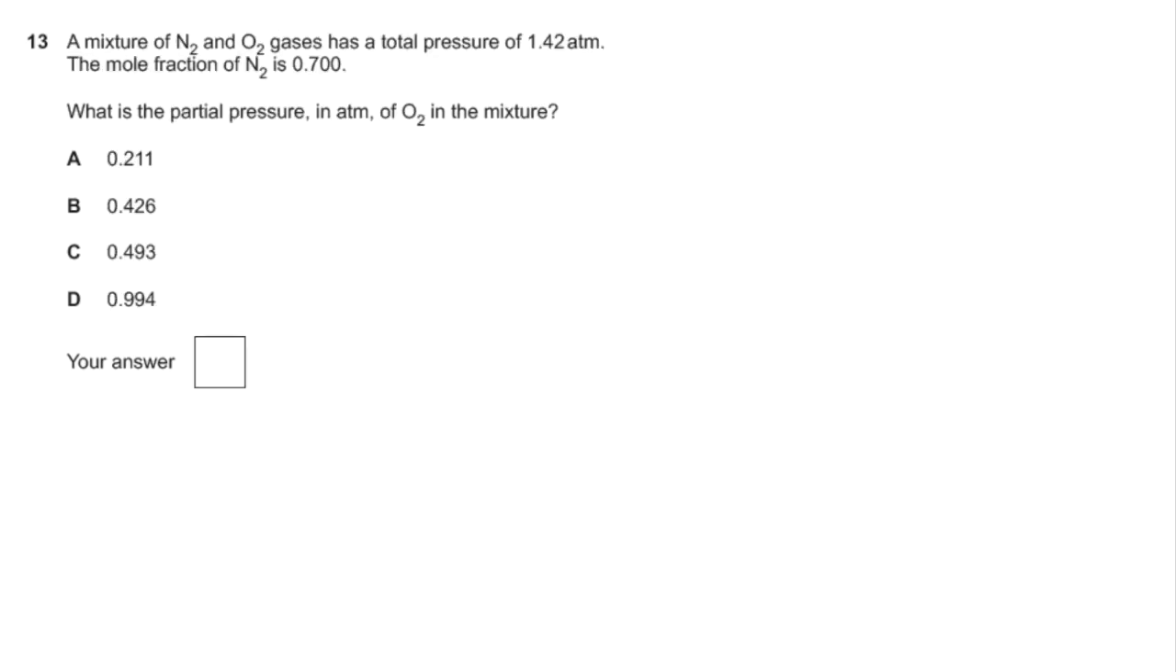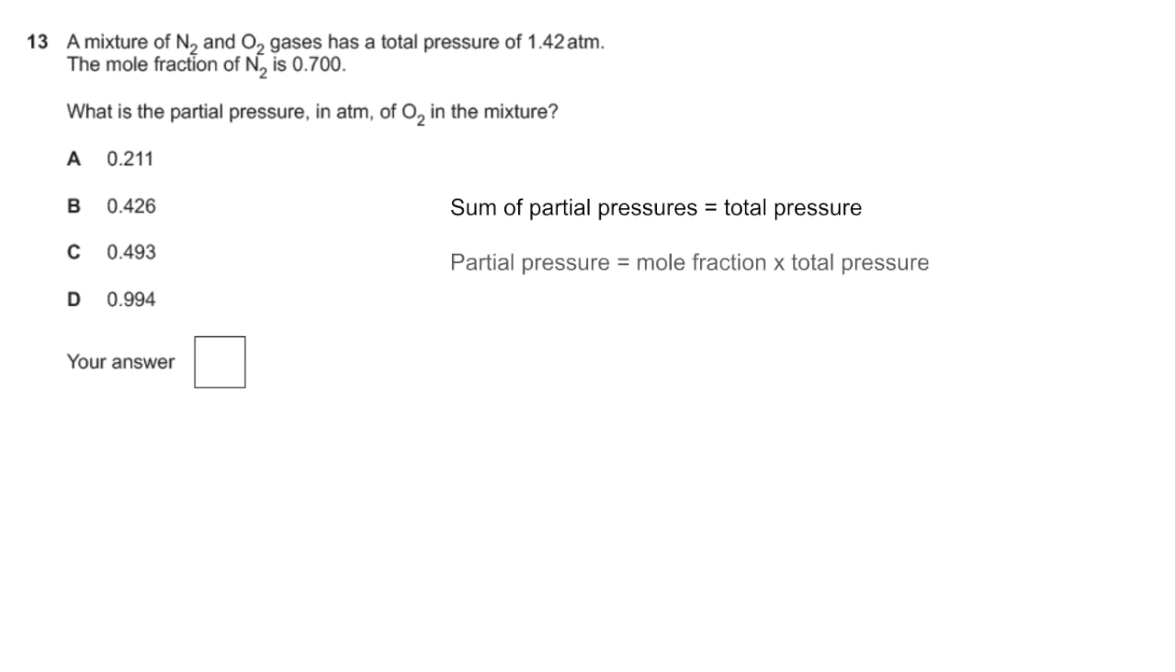Number 13. So the sum of the partial pressures is equal to the total pressure, and partial pressure is calculated by mole fraction multiplied by total pressure. So if we work out the partial pressure of the nitrogen, because we know its mole fraction, that comes out at 0.994 atmospheres. The total pressure minus the partial pressure of the nitrogen is going to give us the partial pressure for oxygen, and so that's 0.426, so the answer was B.